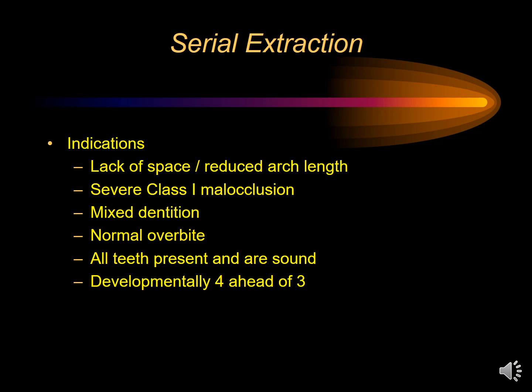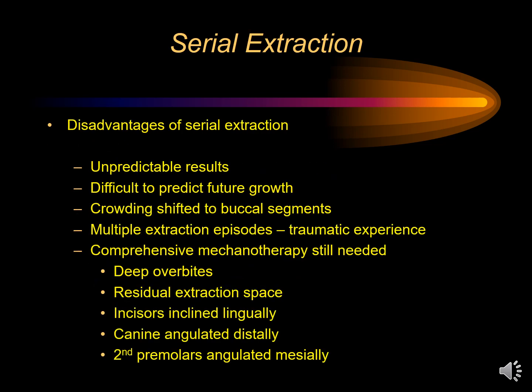Now, the indications of serial extractions are lack of space or reduced arch length, a severe class 1 malocclusion, the patient is in the mixed dentition with a normal overbite, all the teeth are present and sound, and very importantly, the first premolar should be developmentally ahead of the canine.